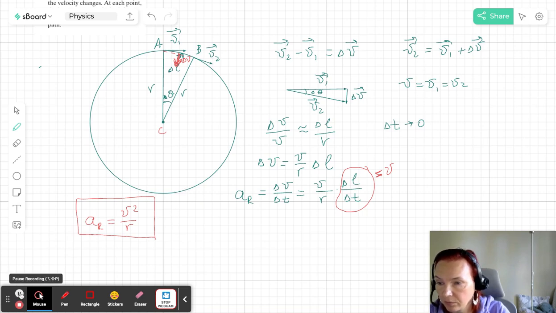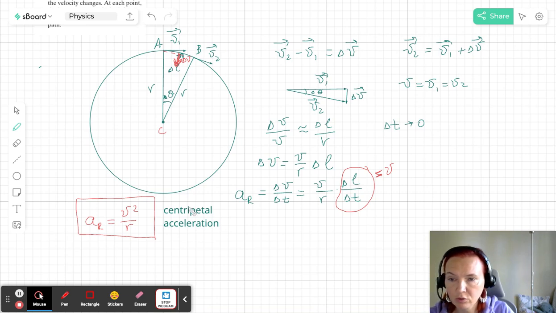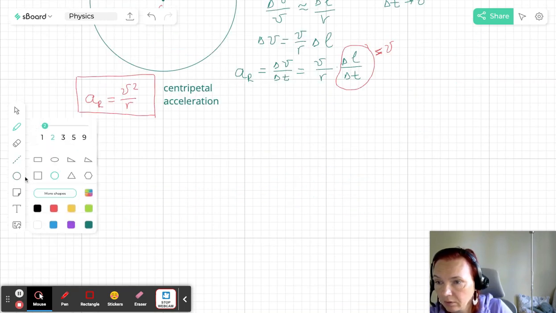Let me write it down for you. So this is how you spell centripetal acceleration or radial acceleration. So to summarize, if you have an object that is moving in a circle of radius r at a constant speed v, then the acceleration is going to be pointing towards the center of the circle. So the direction of the acceleration is towards the center of the circle, and the magnitude of acceleration is going to be equal to v squared over r.